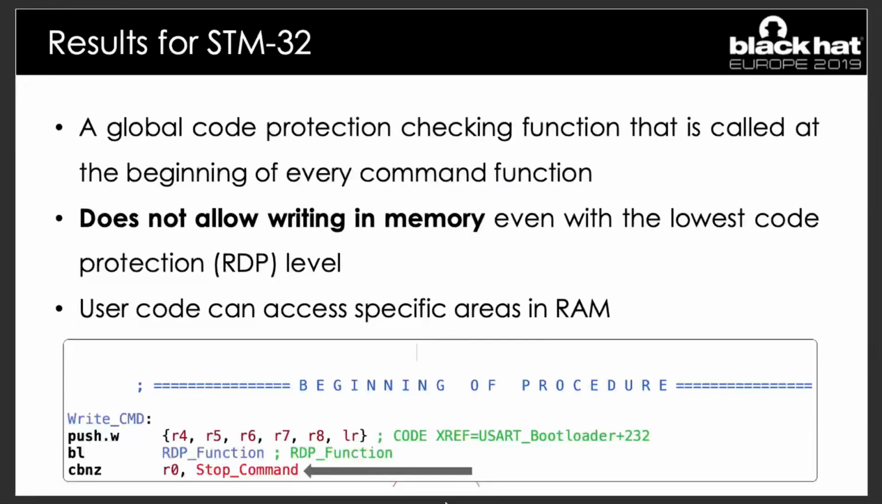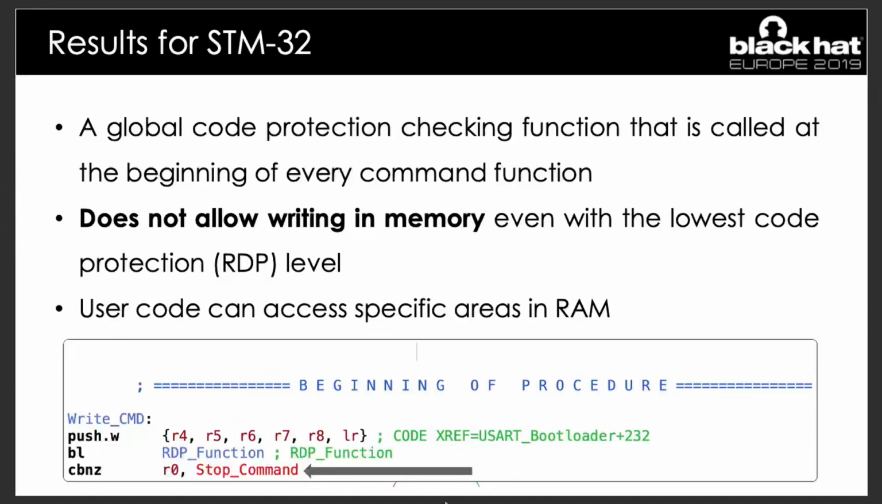STM32 has 3 levels of protection, from lowest restrictions to highest restrictions. So in every bootloader command function, it checks if the protection is enabled or not. That's how it checks for the protection. So here's a snippet of the assembly code.